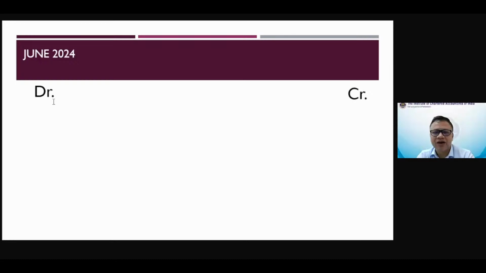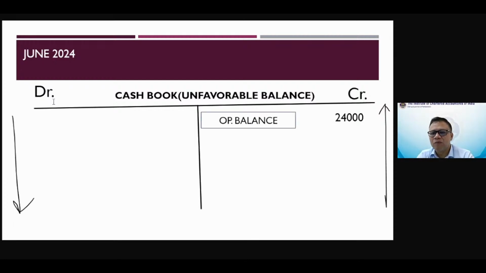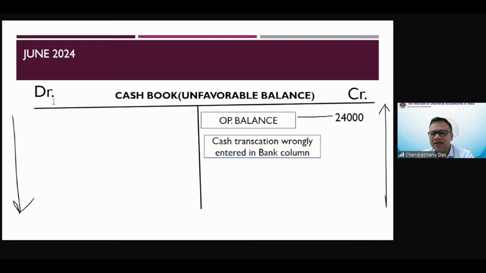Now first of all, we have to check this cash book's unfavorable balance. In unfavorable balance, credit will increase and debit will decrease. Opening balance is 24,000. Cash transaction which is wrongly entered in the bank column is 3150. So actually it should go to cash. So 3150 will be reduced because it is showing an increase favorably. It will show that cash is received by us, but actually it is a cash transaction, not a bank transaction.